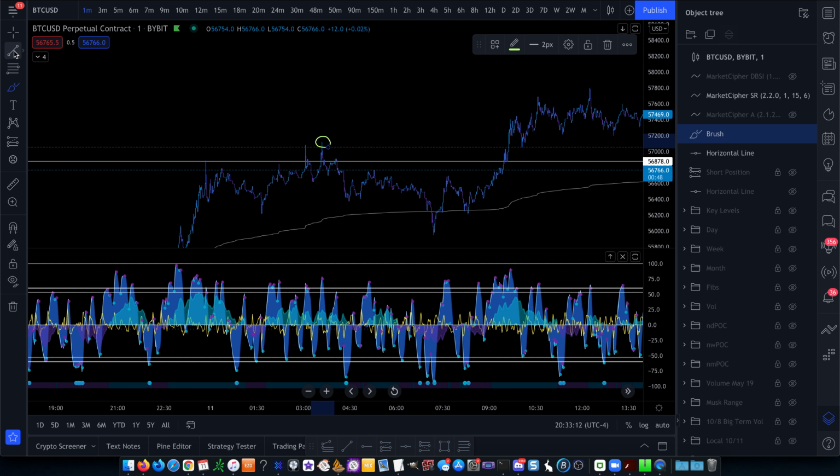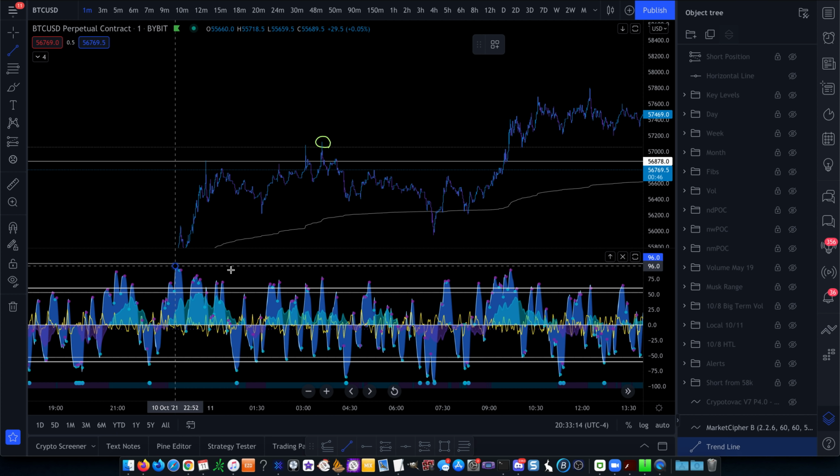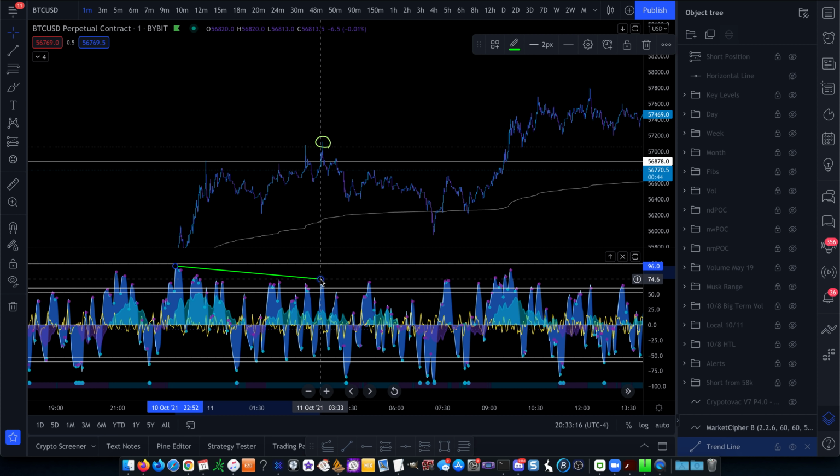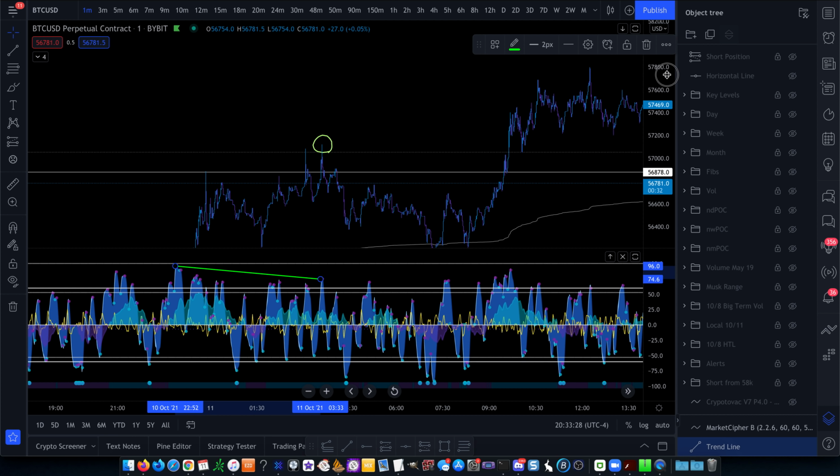We can see that we are printing bearish divergences on the 1 minute time frame. Okay, so we take out the wick, we take out the previous wick, and we come up here. And as we're coming up here, we can see that we are indeed printing bearish divergences on the chart on the 1 minute time frame.